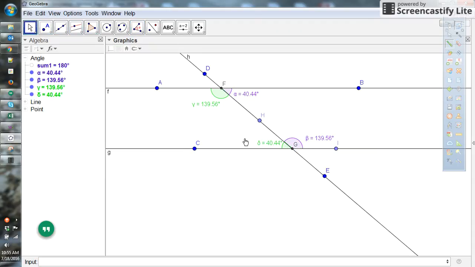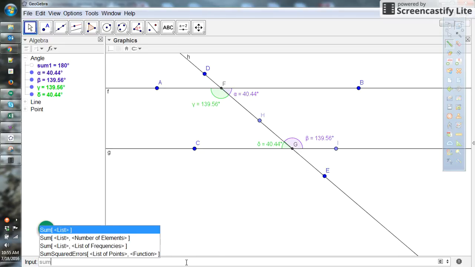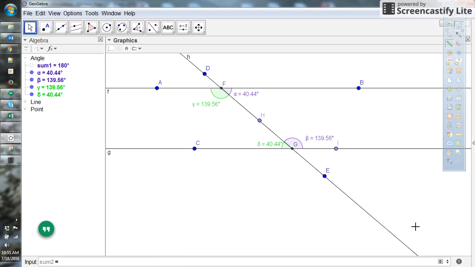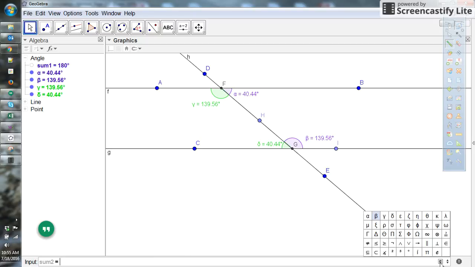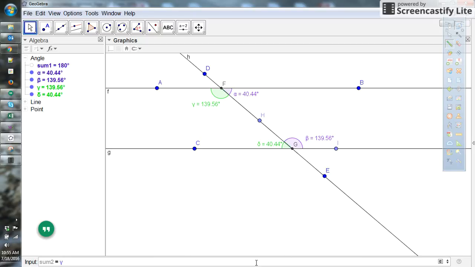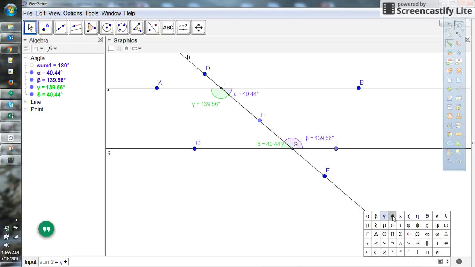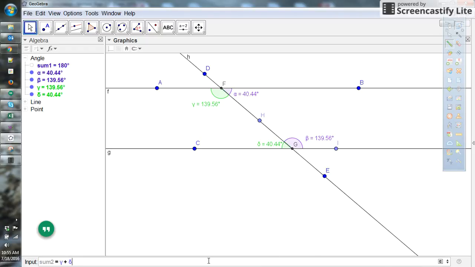Okay, so I made it a different color, so it makes sense that the relationship is between those two green angles, whereas this relationship is between two purple angles. So we'll call this one sum 2. And I'm going over here where my alpha tool is and just picking out the names of those angles and putting an addition between them. Okay, when I hit enter, that's a little bit hard to read. Okay, that's a little bit easier now. You can see that sum 2 also equals 180 degrees.